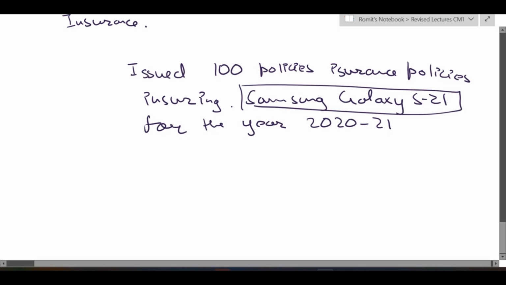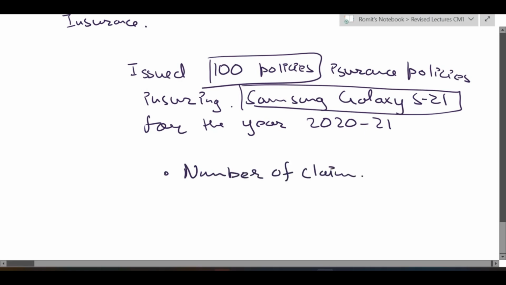Now out of these 100 Samsung Galaxy S21, there can be different types of losses for each of these phones. Some people can end up breaking their screens, for some people there can be liquid damage, for some other people there can be damage where their backs shatter. So there can be different kinds of claims, and some people might not have any claim. So out of these hundred, what is the uncertainty for the general insurance company? We do not know what will be the number of claims that will occur, and we also don't know what will be the amount of claims in that year.